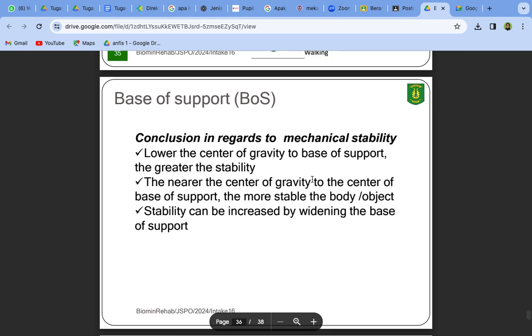Base of support. Conclusion in regard to mechanical stability: the lower the center of gravity to the base of support, the greater the stability. The nearer the center of gravity to the center of the base of support, the more stable the body or object. Stability can be increased by widening the base of support.